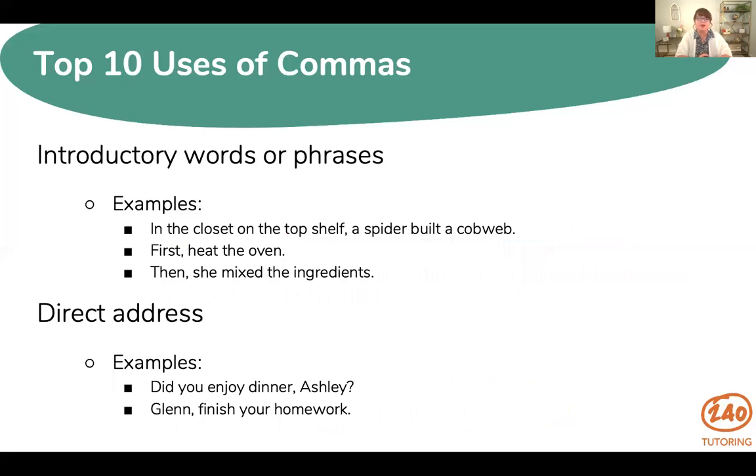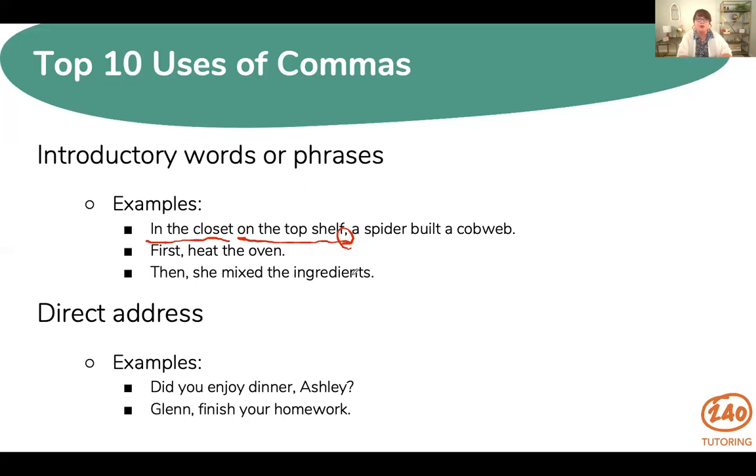Another use of commas is when we have introductory words or phrases. So if your sentence starts with 2 or more prepositional phrases, then set them off with a comma. In the closet, on the top shelf, a spider built a cobweb. So we have 2 prepositional phrases, in the closet, on the top shelf, 2 or more, we set them off with a comma. We can also use a comma when starting with transition words or phrases, but I will say this rule is subject to author preference, so beware of that. But we can say, first, heat the oven, then, she mixed the ingredients.